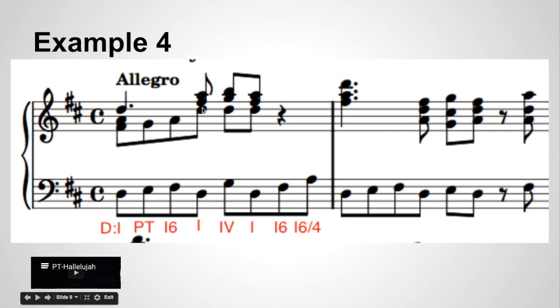D in the bass, D, F sharp, A on top of it, we're back to the 1 chord. The next chord, G in the bass, I have G, B, D. G, B, D is the 4 chord, so there's my 4 chord. And then on the and a 3, D, F sharp, A again makes my 1 chord. Then with the bass going F sharp and A, I have a 1-6 and a 1-6-4. So that's what's going on there. Let's give it a listen.